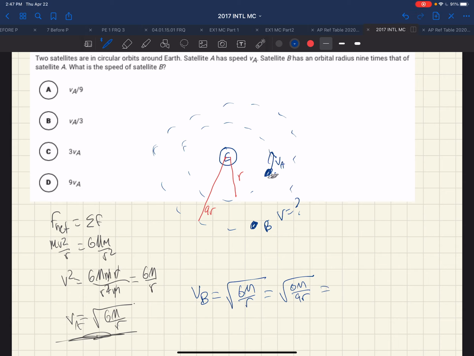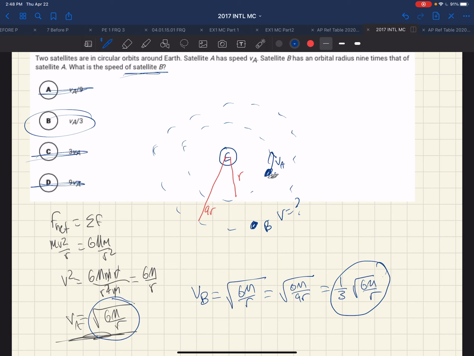And we can bring out the 1/9. The square root of 1/9 is 1/3. And so we compare these. This is 1 GM over r, and B is 1/3 as much. So what is the speed of V? It is not 1/9 of what A is. It is 1/3. It is not more than, it's less than.